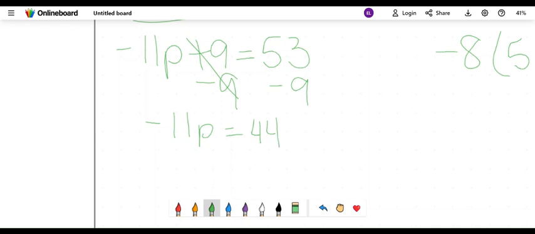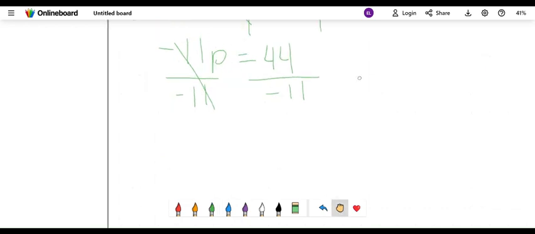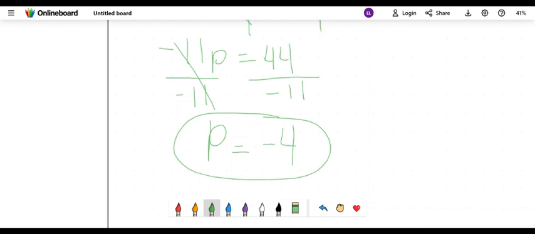And then we have to isolate the variable again. This time the opposite of multiplication is division, so we divide both sides by negative 11. Negative 11p and negative 11 cancel, so we're left with the variable p equals 44 divided by negative 11, which is negative 4. p equals negative 4 is your answer for the first one.